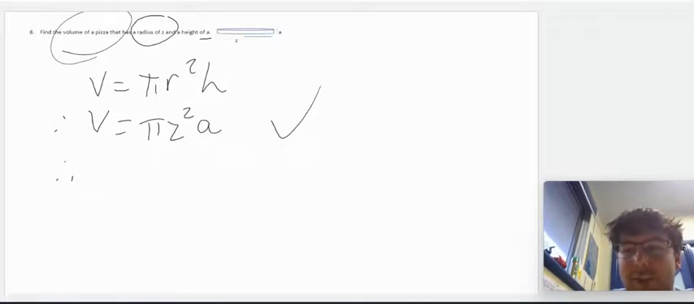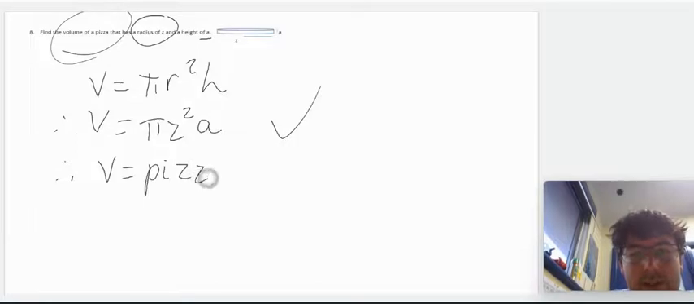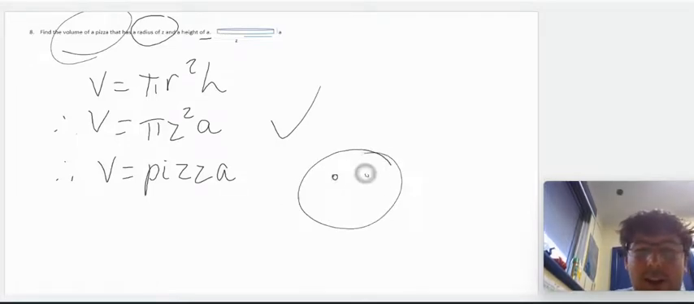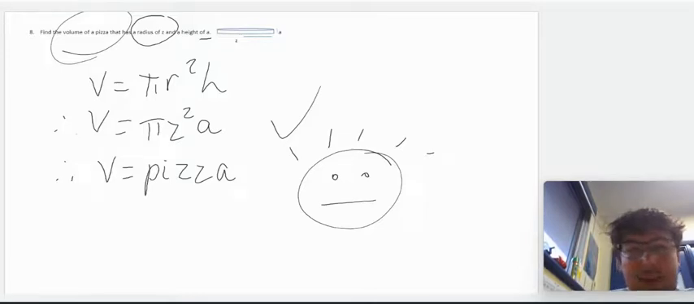Don't worry, there won't be any funny maths jokes in the test to confuse you. But watch this. Let's say instead of writing the pi symbol, we wrote pi for pi. Instead of writing z squared, we wrote zz. And instead of writing a, we just write the a. So the volume equals pizza. What a funny joke. There we go. There's my deadpan face.